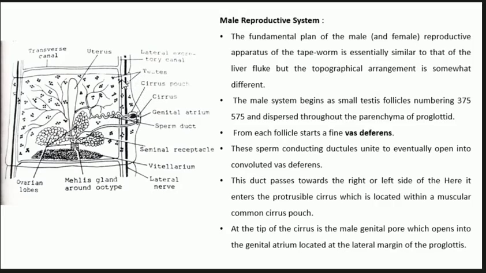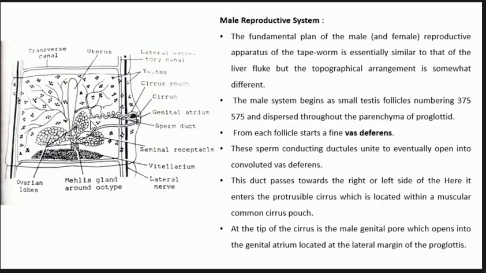These are the testes, as you can see. So this duct passes towards the right and left side to the cirrus. Okay, and at the tip of the cirrus is the male genital pore. This is the male genital pore, which opens into the genital atrium, located at the lateral margin of the proglottid. This is the lateral margin of the proglottid.